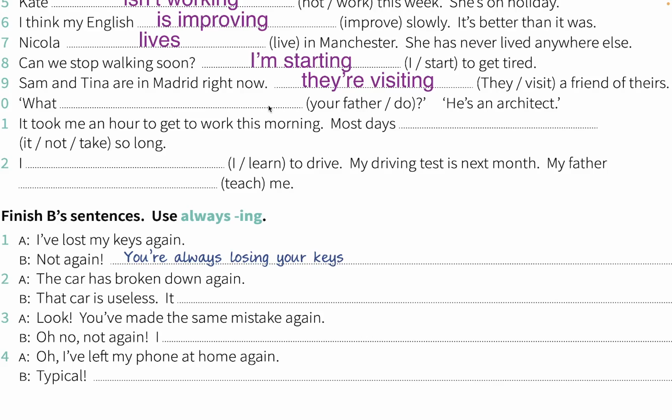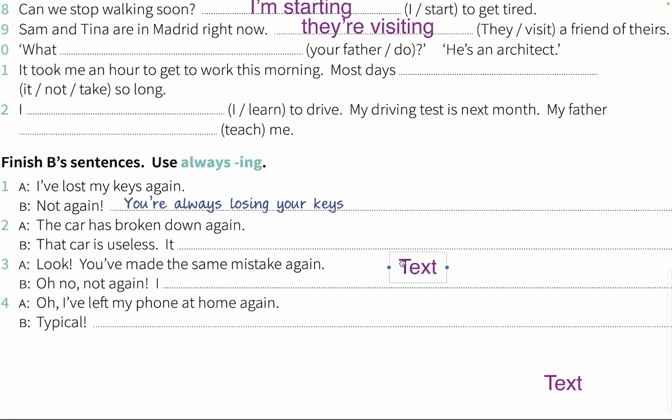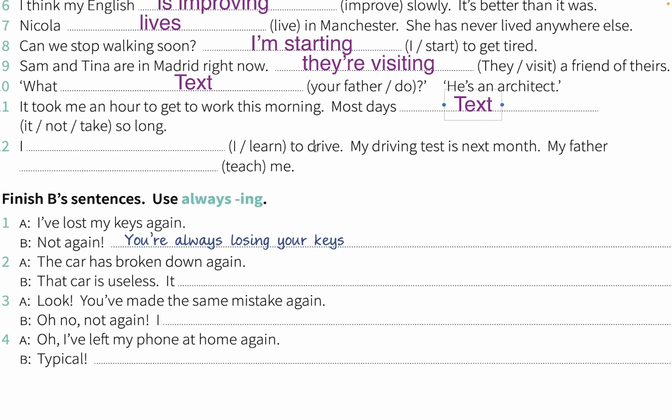Number 10. What blah blah blah your father do? He's an architect. What do your father do? Almost right. What is your father do? No, it's what does. Oh, does. Yes. What does your father do?